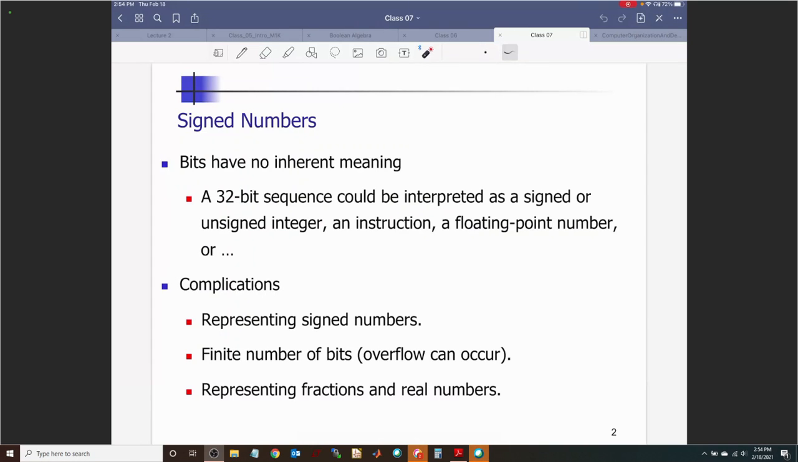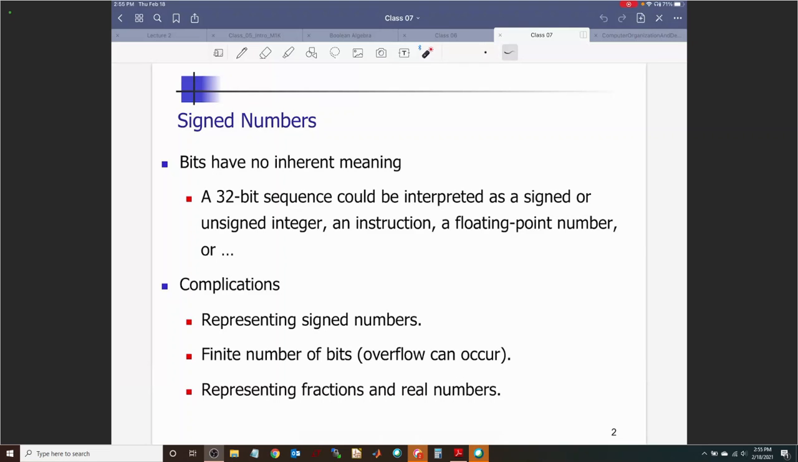Do we use 2's complement? What do we do? If you look at just signed numbers, bits have no inherent meaning, right? If you are given a 32-bit sequence, you don't know what that is for. It could be interpreted as a signed number, an unsigned number, an instruction, or a floating point number. So a lot of options here, right? Without context, bits don't mean anything.